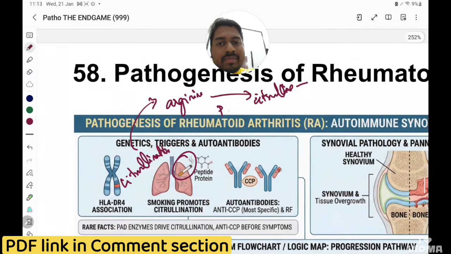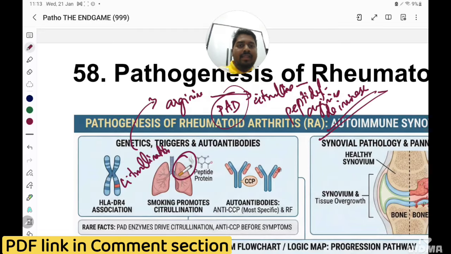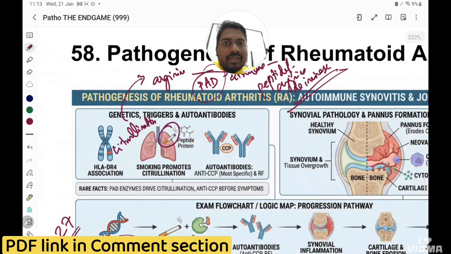This occurs with the enzyme known as PAD enzyme, which is nothing but peptidyl arginine deaminase. This enzyme causes citrullination, and when citrullination occurs, the resulting peptide protein is perceived as a foreign body by the body, and it generates autoantibodies against these citrullinated proteins. This is known as anti-CCP.